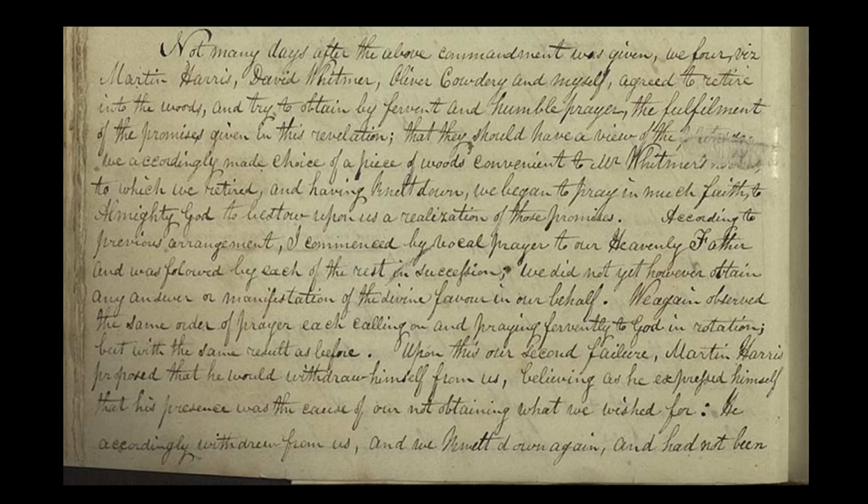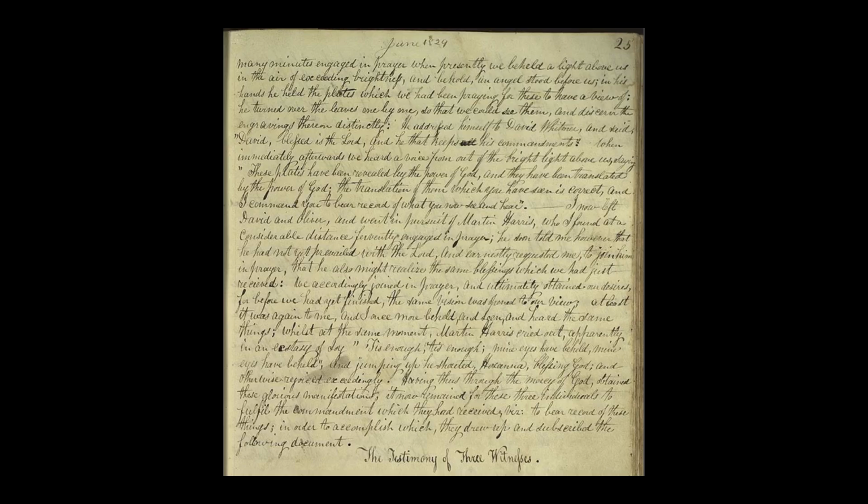Upon this, our second failure, Martin Harris proposed that he would withdraw himself from us, believing, as he expressed himself, that his presence was the cause of our not obtaining what we wished for. He accordingly withdrew from us, and we knelt down again, and had not been many minutes engaged in prayer, when presently we beheld a light above us in the air of exceeding brightness, and behold, an angel stood before us."